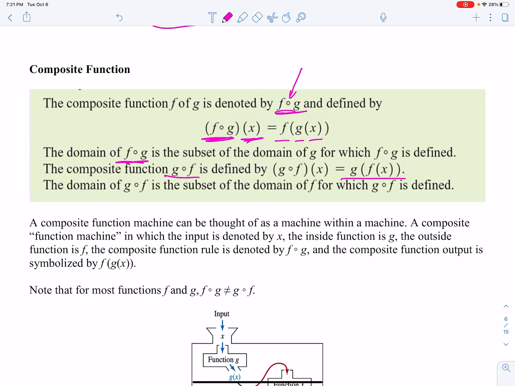And the domain of g of f is the subset of the domain of f for which g of f is defined. And I'm going to go over that in just a second here.